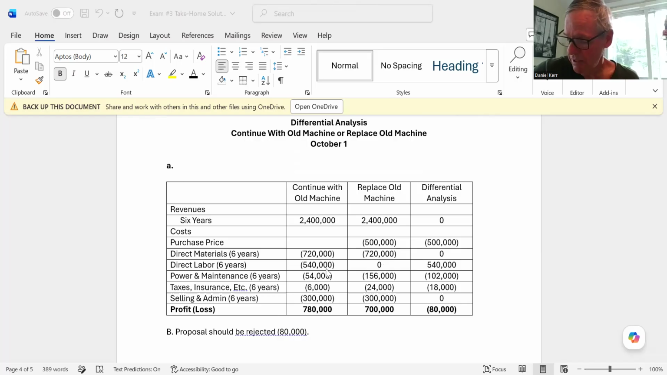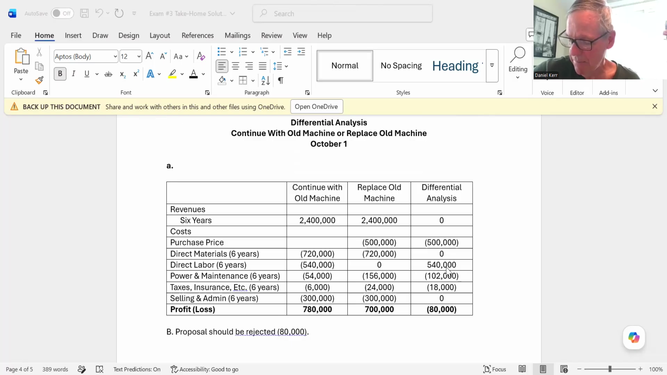Direct labor, if you continue with the old machine, direct labor there is $90,000 a year. $90,000 a year times 6 is 540,000. If you replace the old machine, you wouldn't have any direct labor costs. So the differential analysis is actually plus 540,000 there. If you replace the old machine, you're going to reduce labor by 540,000.